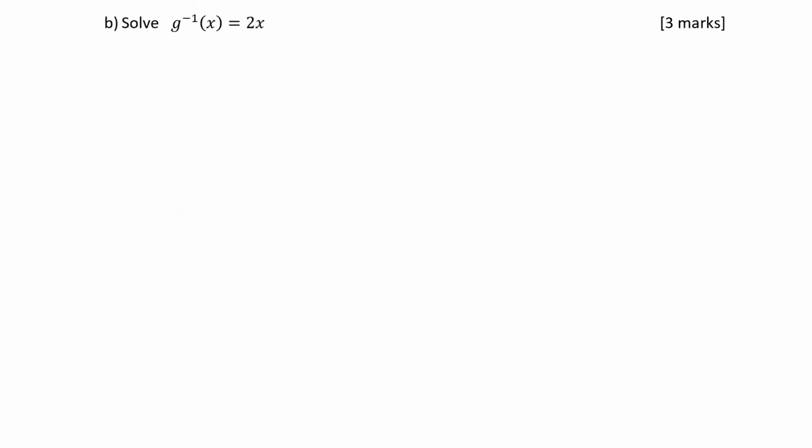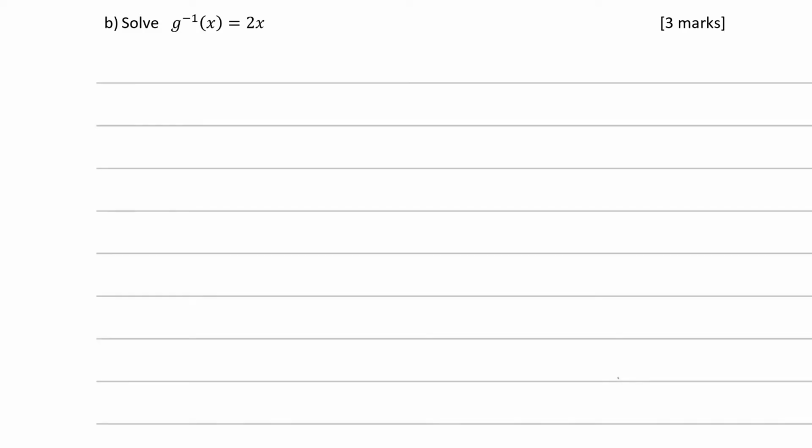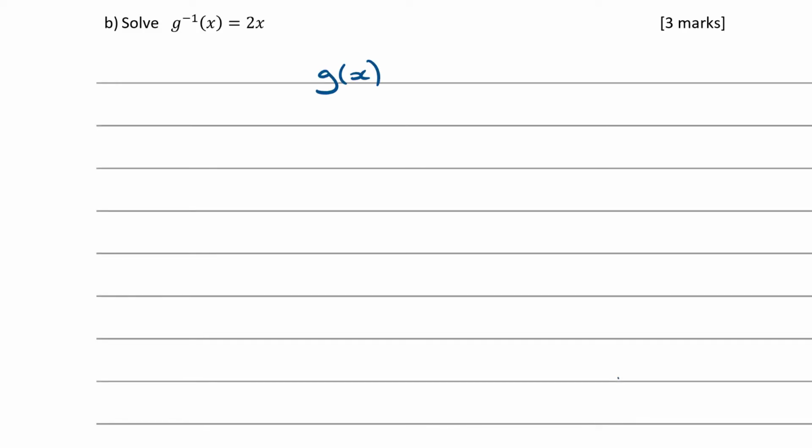Question 28b says solve g to the minus 1 of x is equal to 2x. Now g to the minus 1 of x is the inverse function. We learned earlier that g of x was 3x plus 7, and we want to work out what g to the minus 1 of x is.